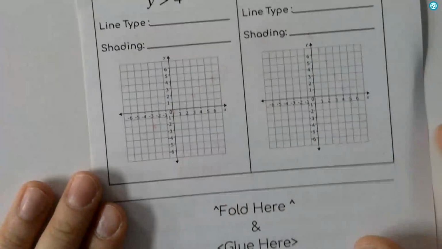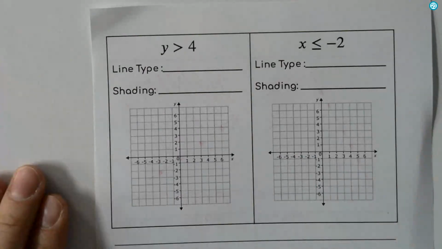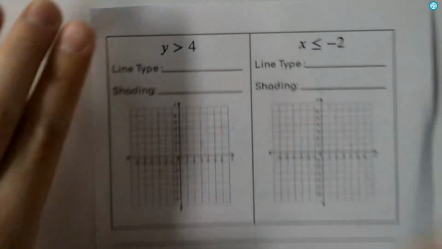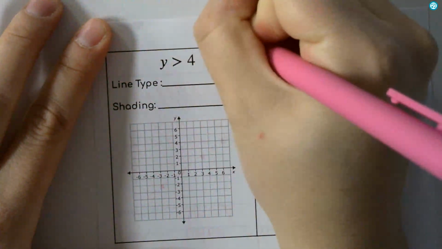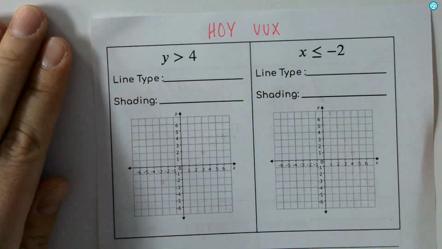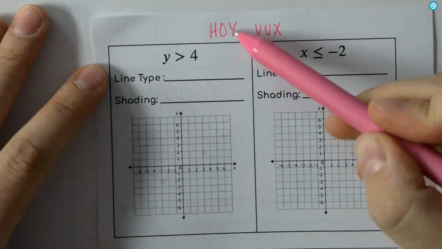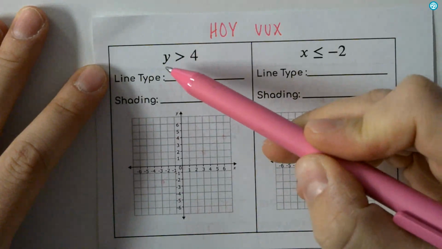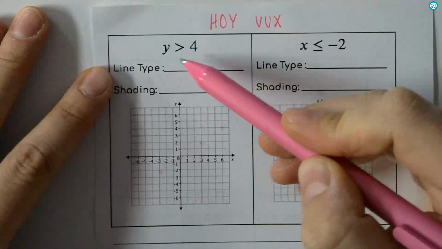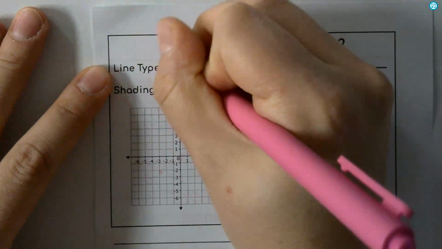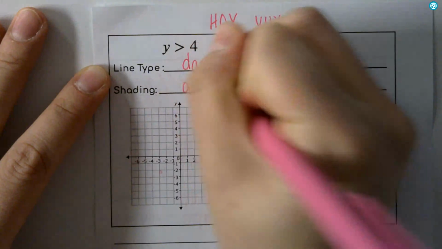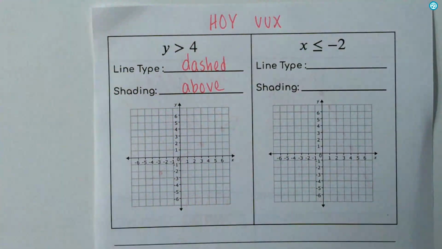All right, on the back side, our horizontal and vertical line rules still apply. So if you want to go ahead and write that acronym we had, HOIVUX, on the back side, that might help you. This tells me y equals, well, this time it's y is greater than, it's still going to be horizontal. Since it's greater than, it's going to be a dashed line, and we are shading above it. So we are shading above a dashed line in this one.